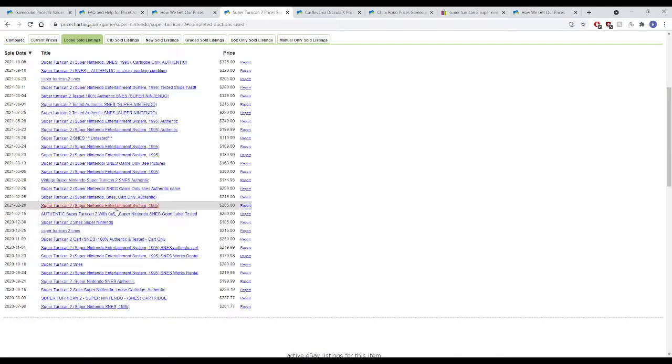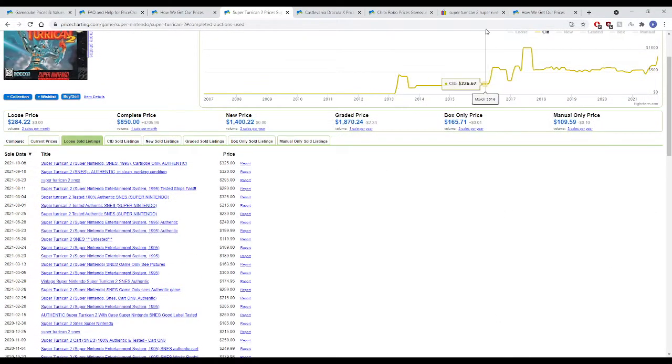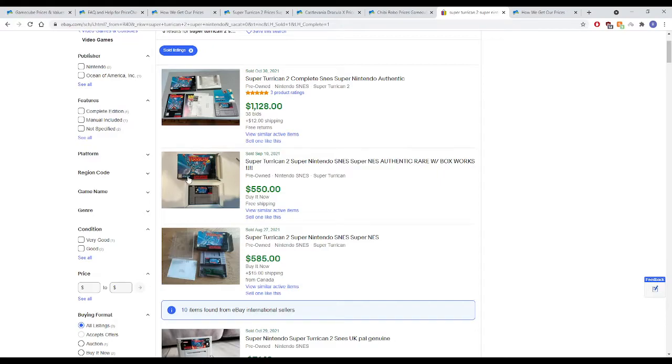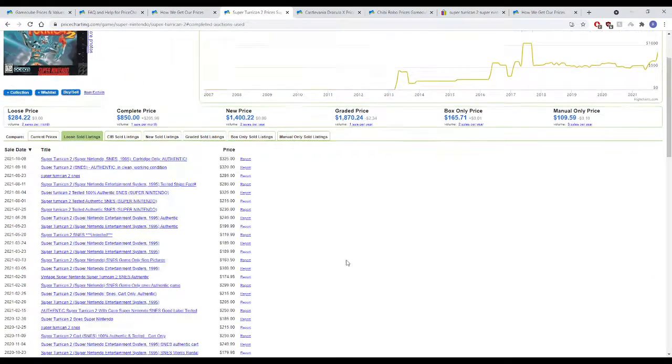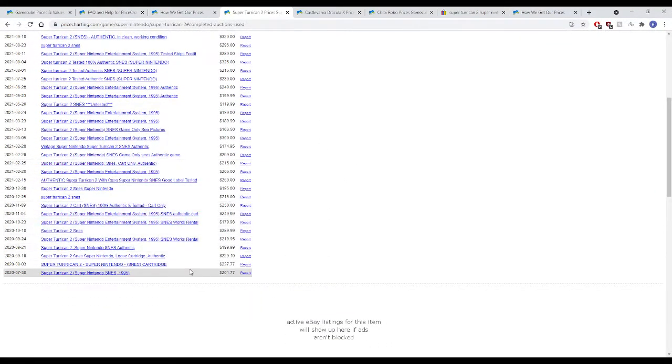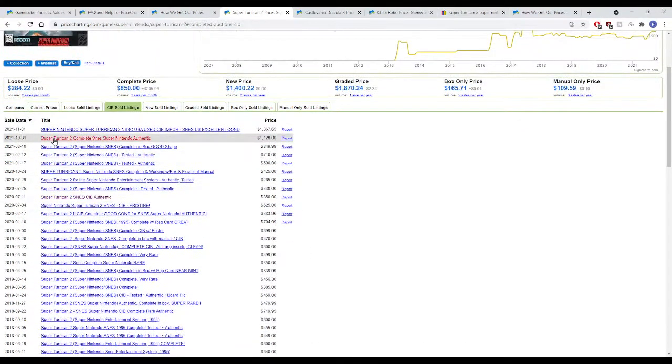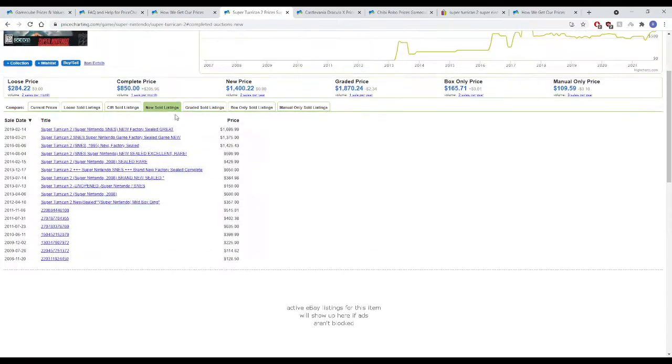So if you look at loose, let's see if he's got anything like that. No, he actually doesn't even put it in there. So if you were looking at Super Turrican sales as of late, you can see that this is just a box, September 10th, and this one, August 27th, also just had a box. Price charting will not use that sale. You can see it's not in here at all. If you go to complete, it's not there at all. If you go to new, it's not there at all.